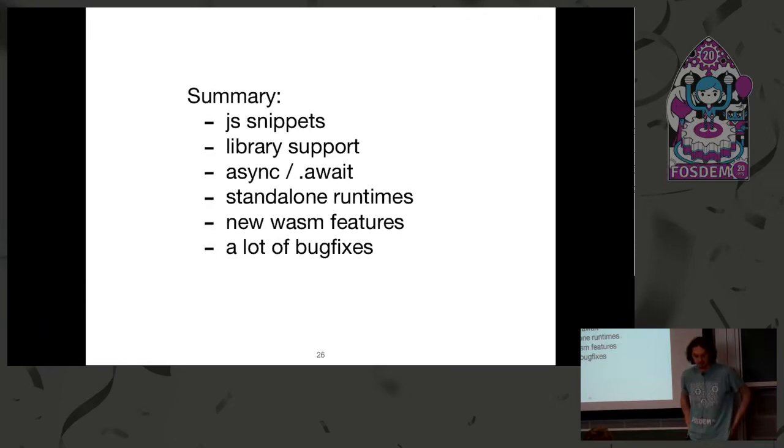To summarize, we got better interoperability, more libraries supporting compiling to WebAssembly. We can now use async await with Rust in a browser, and we have more runtimes and better support with cargo-wasi and new features like multi-value. And really, a lot of bug fixes were made to a number of different tools and crates and so on.